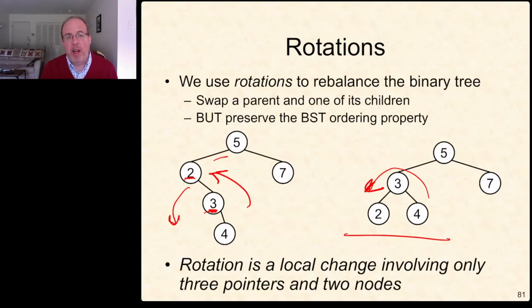So what's really interesting about rotation is that it's a local change that involves at most 3 pointers and 2 nodes. And we'll see why when we talk about that in a minute. But this is really important because if it's 3 pointers and 2 nodes, that's 5 things. 5 is independent of n. That means rotations happen in constant time relative to the size of the tree. Okay, so 1 rotation happens in constant time. So that's going to turn out to be really, really important for us as we keep working through this.